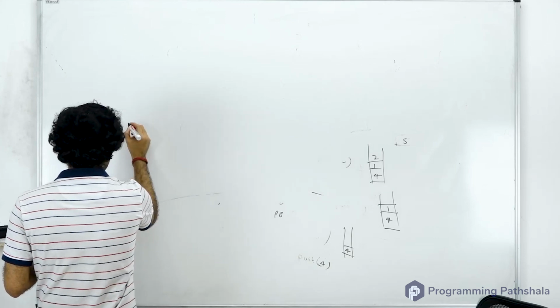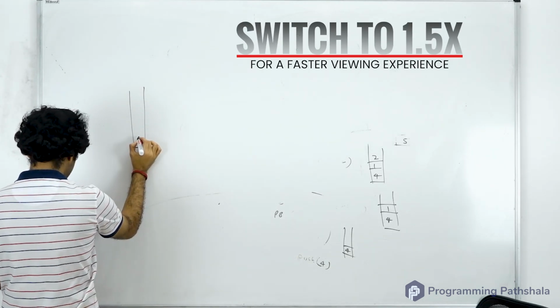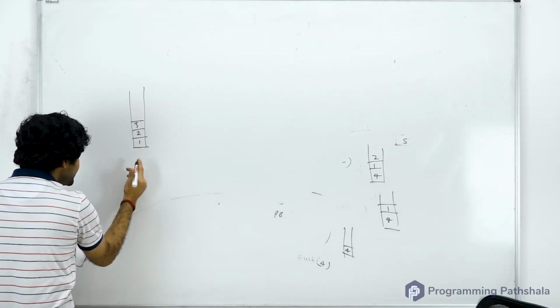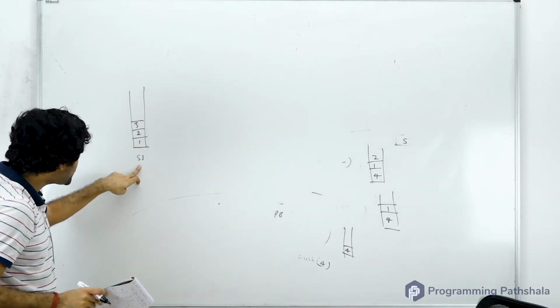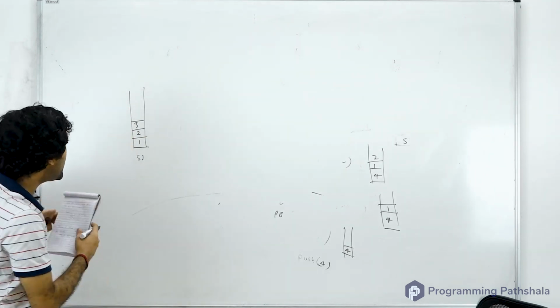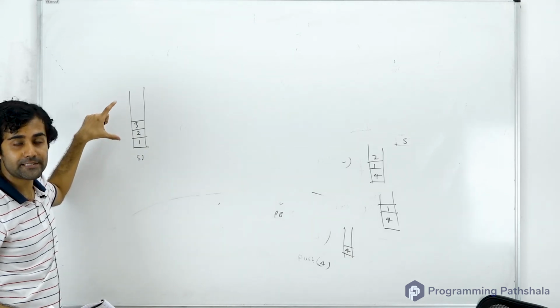Let's say I have, now listen to it very carefully, many people hear it wrong and they make mistakes. So let's say there is a stack and the name of this stack is S1. This S1 is pointing to this particular stack. I want to revert this stack itself. This stack is to be reverted.